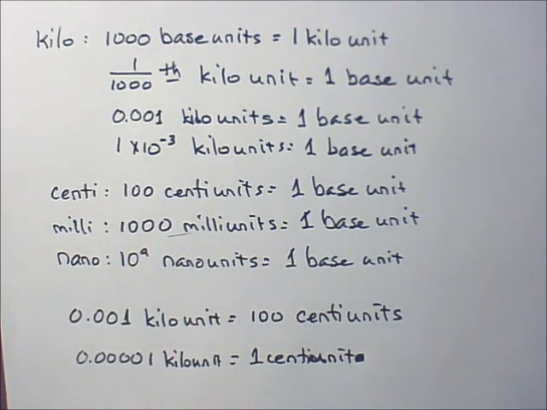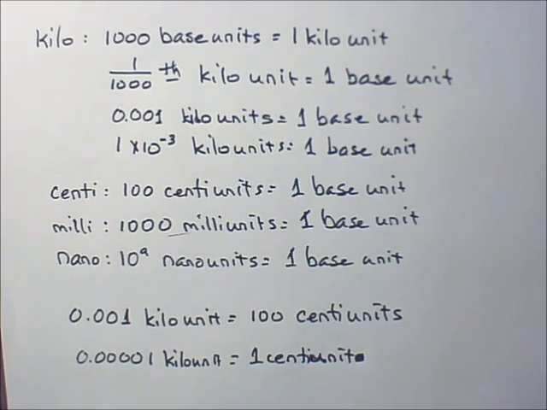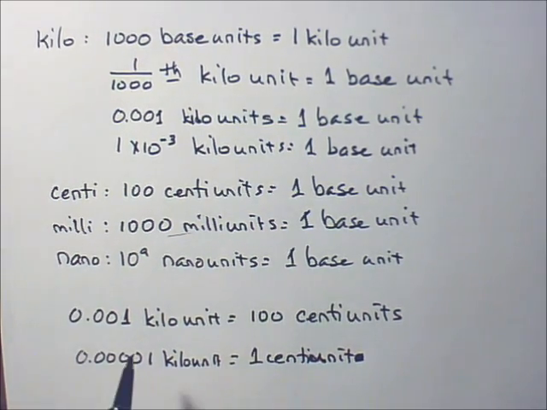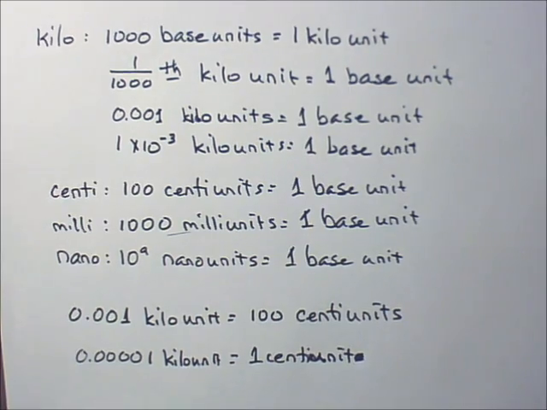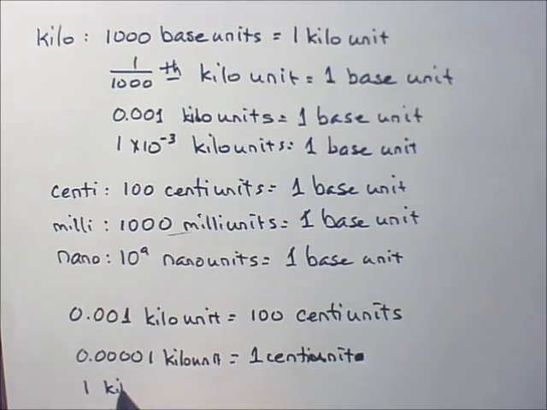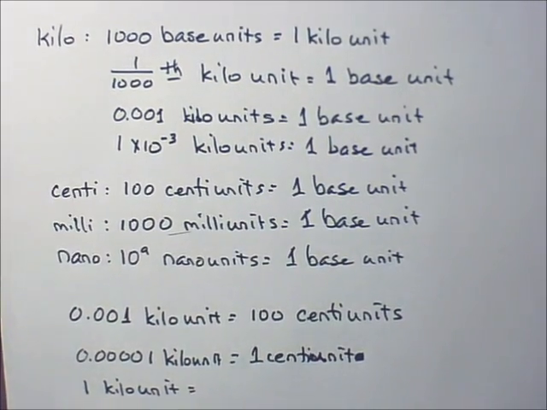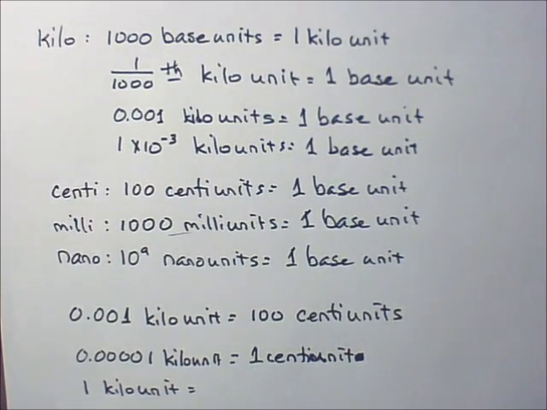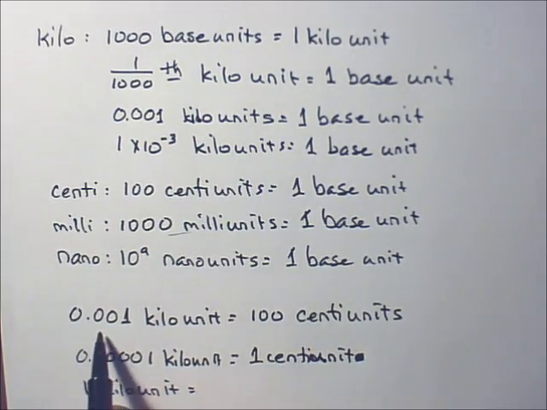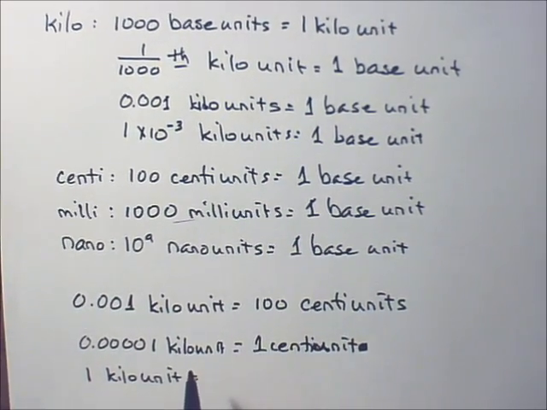What if we multiply both sides by 1,000? What happens if you take this and multiply it by 1,000? You get 0.0000001. Try it. Multiply this by 1,000. And then it gets 1 kilo unit. And multiply this side by 1,000, equals 1. Multiply the 100 by 1,000.